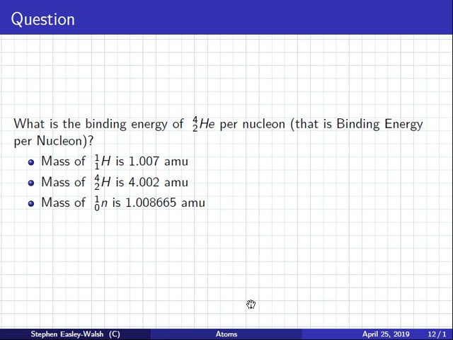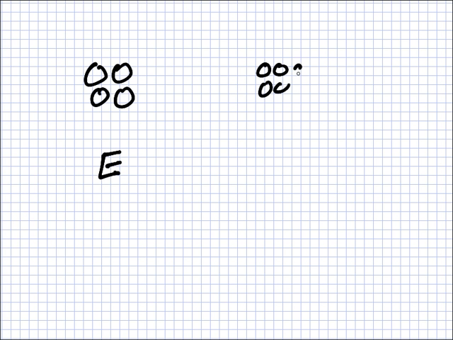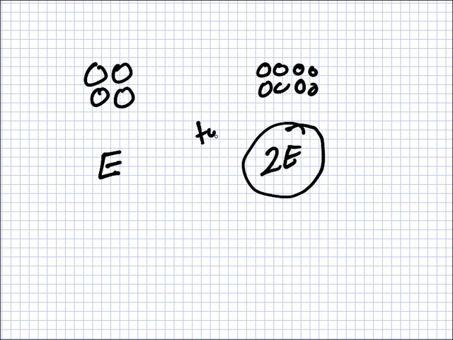Next is the same question, but I want to know what is it per nucleon. Per nucleon. So let me explain. Imagine you have 4 nucleons and the energy here is E. And here, let's say, you have 8 and the binding energy is 2E. You might say, oh, this has more binding energy. Well, yeah, but the only reason it has more binding energy is because there's twice as many.